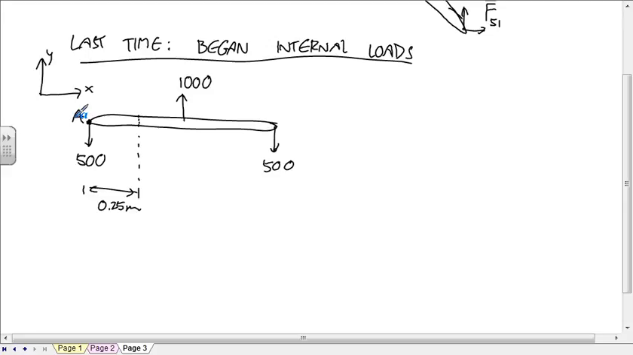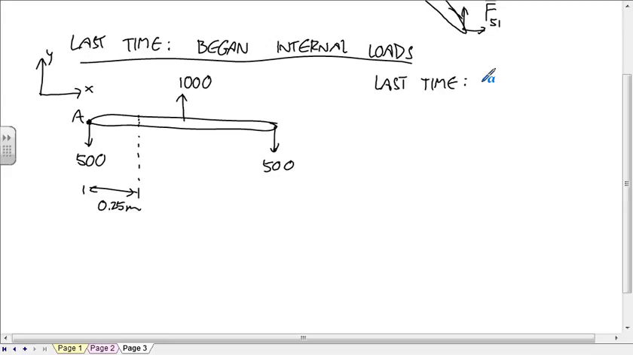Now I'm going to do this calculation again, but instead of going from the left side and making our cut, I'm going to go from the right side and make the cut. It's sort of arbitrary, right? If an internal load is an actual thing, you should be able to calculate it from any direction you want. The only concern is that the coordinate system stays the same. We're going to keep the same coordinate system.